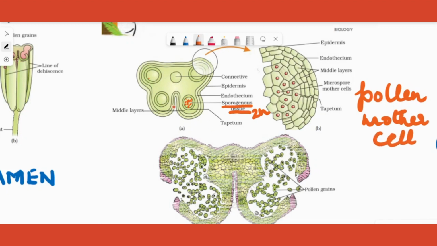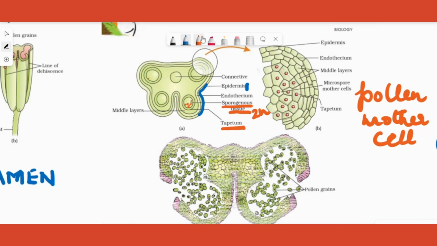Now, what all covers it? What covers the sporogenous tissue? It is covered by a nutritive layer called the tapetum. Other than this tapetum, there are three other layers also. You can see there is an epidermal layer, this one.